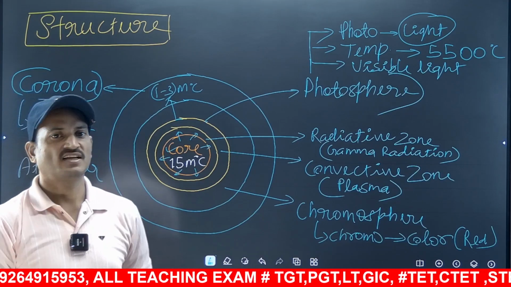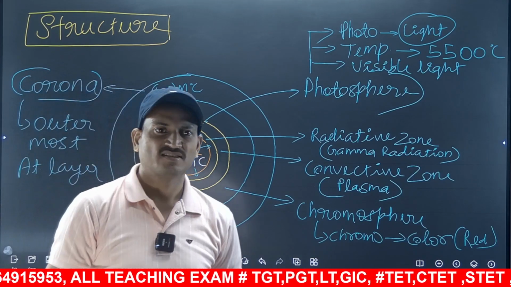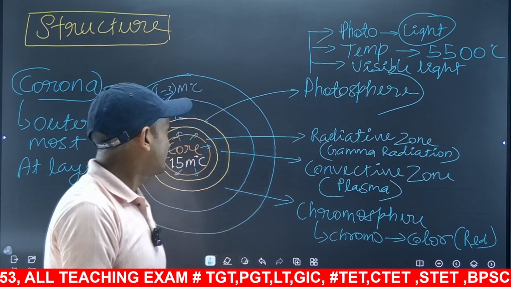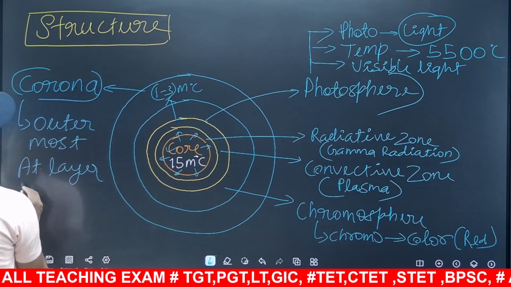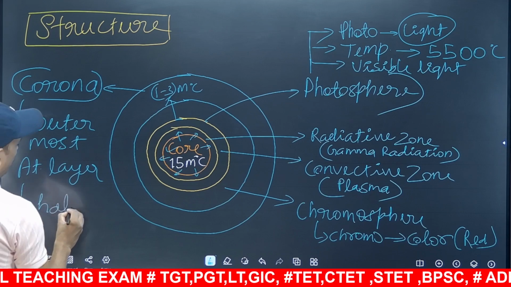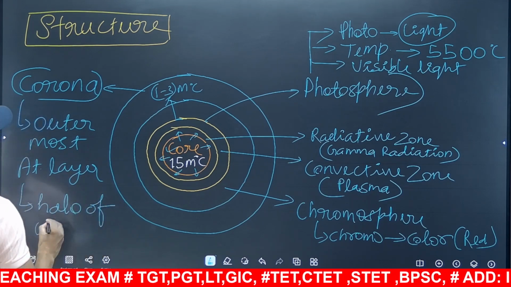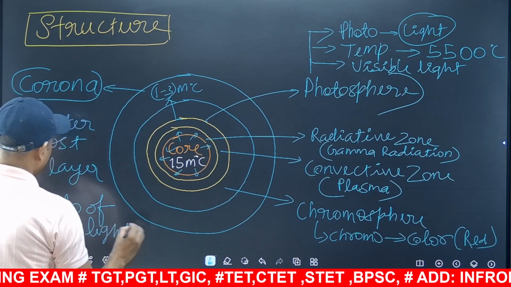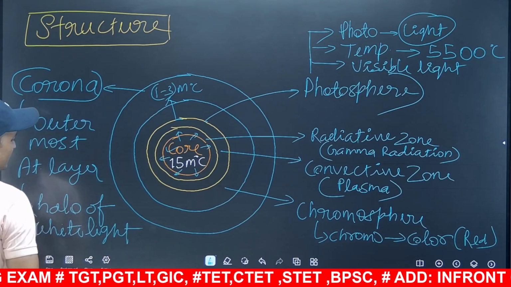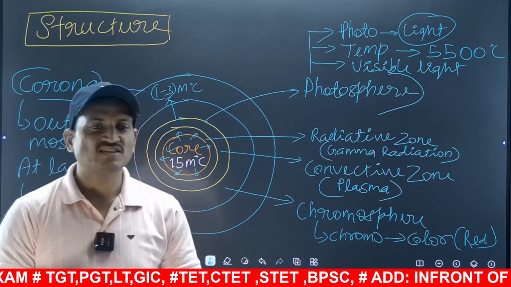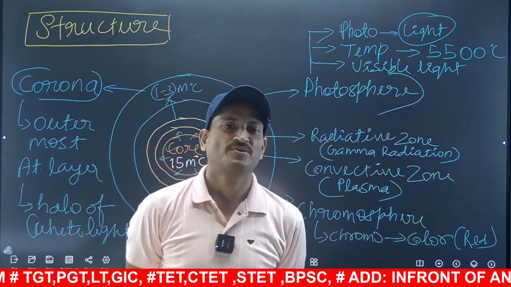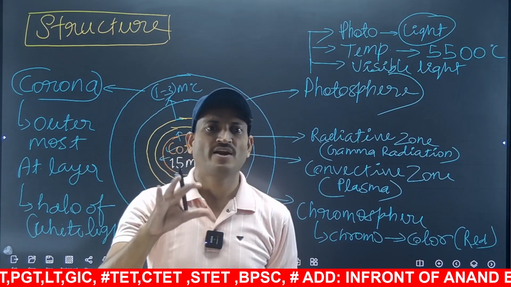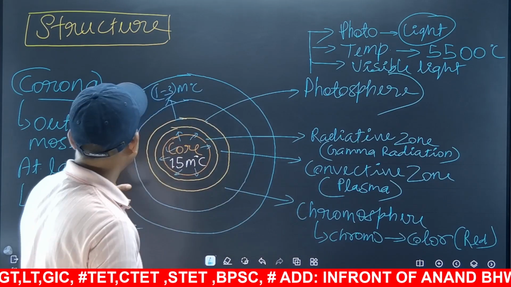It spreads millions of kilometers into space, because this is a glow, a halo of white light. So it spreads millions of kilometers deep in space all around the sun and looks like a crown, especially during total solar eclipses. That's why it is known as corona.